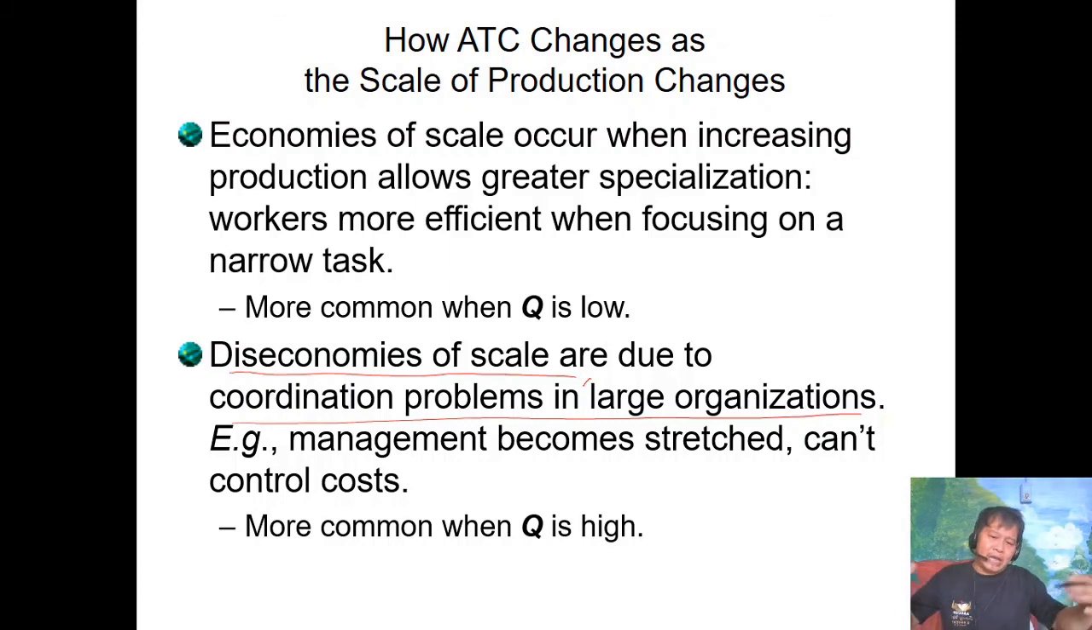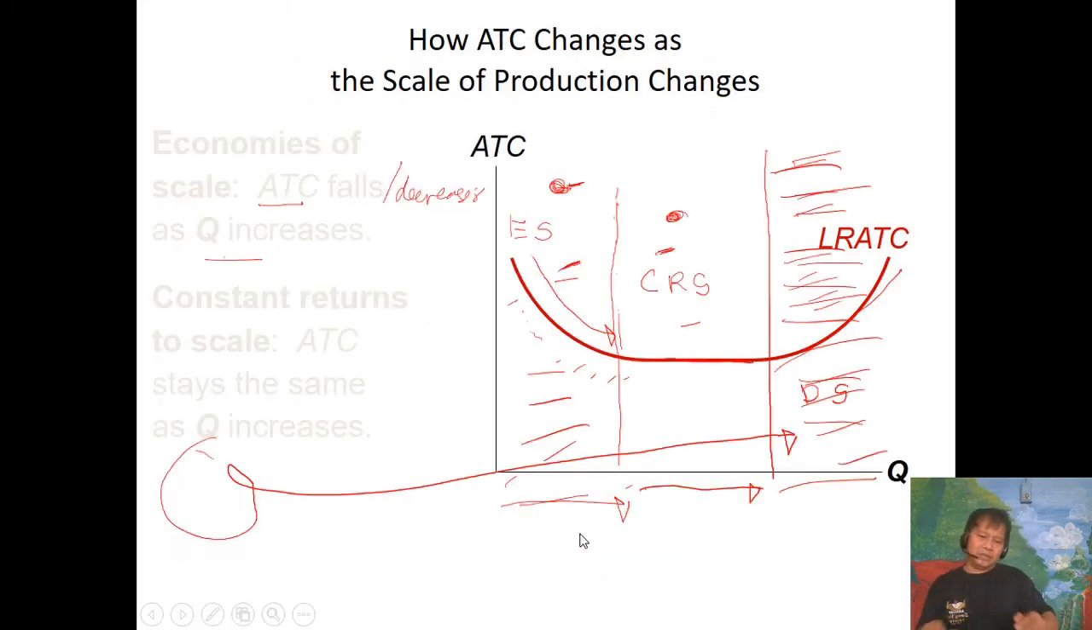In a large organization, there are so many people to manage, so much work to manage, no? The management becomes stretched and can't control the cost. So if our production becomes too large and we have so many people, management is difficult. And because of those management problems, the management becomes stretched and can't control the cost. So the cost is high when the organization is very large and very complex. So the cost rises, that's why it happens, there is a resulting diseconomies of scale. No? More common when the quantity Q is high. No? So this was mentioned earlier, no? Here, with this diseconomies of scale, the cost rises even though production increases. Okay?